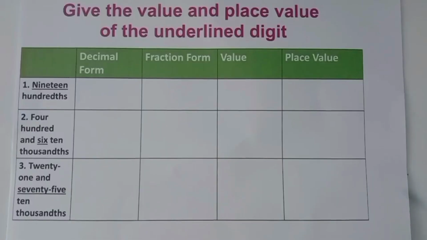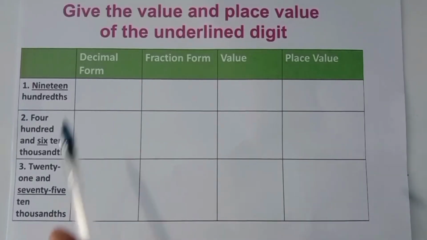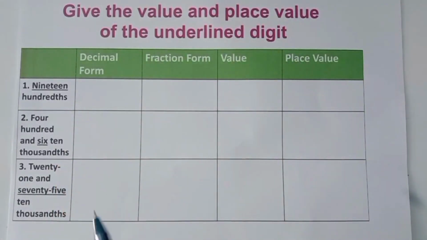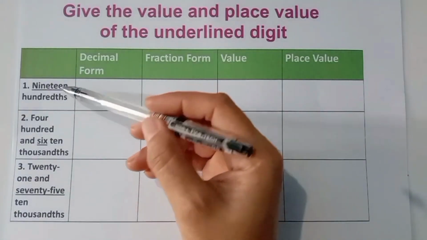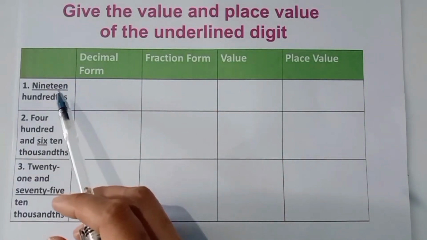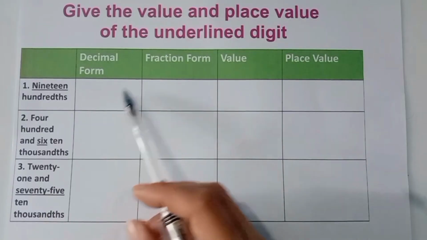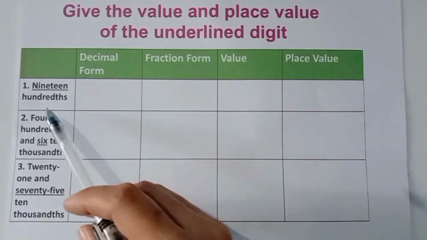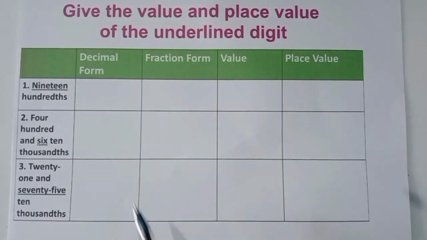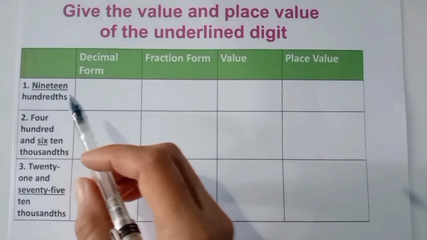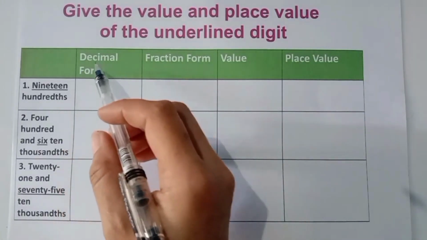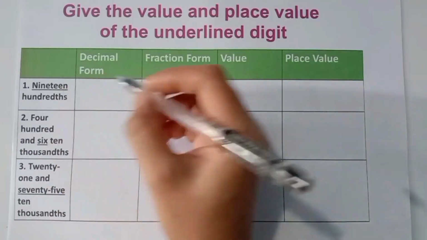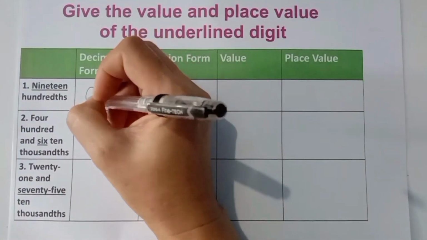Okay. Next is we are going to give the value and the place value of the underlined digit. Okay, so we are going to write this into decimal form, fraction form, and also the value of the underlined digit and the place value. Okay, so 19 hundredths. How are we going to write it in decimal form? So 19 hundredths, ganito po yan.